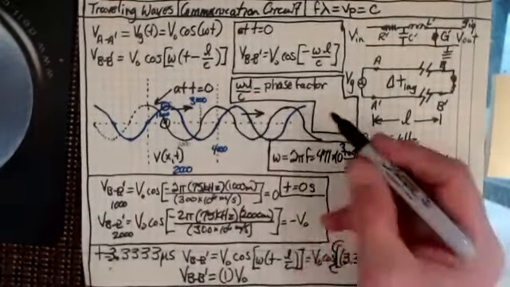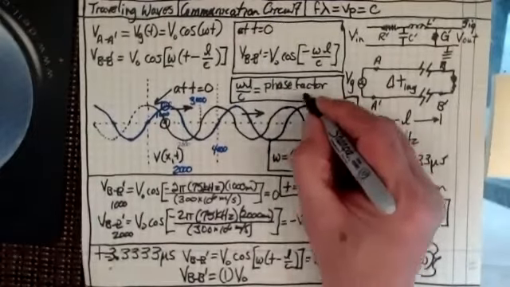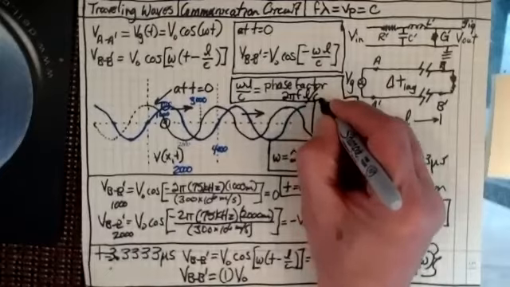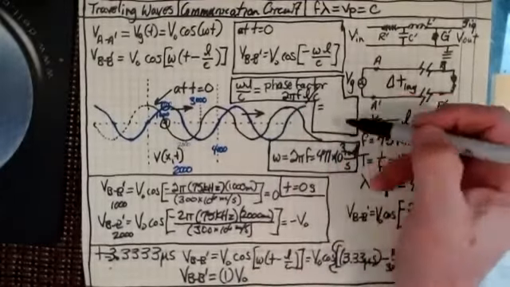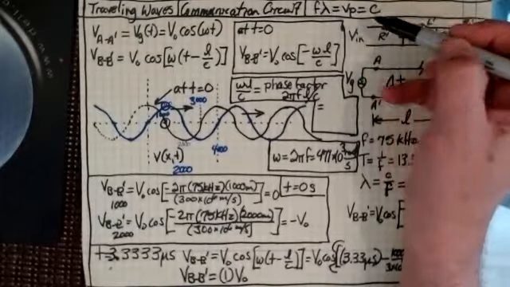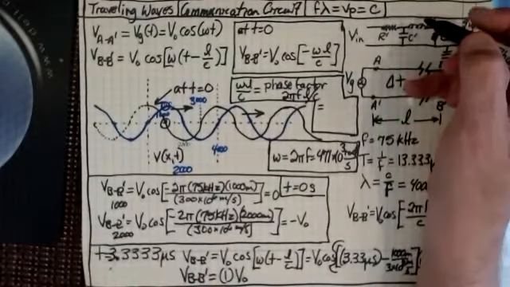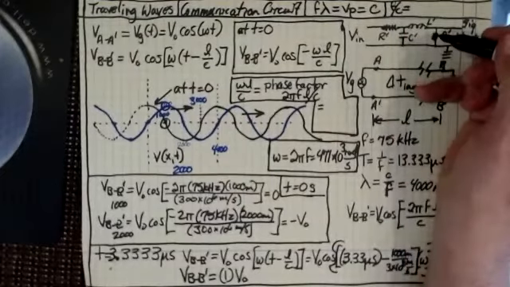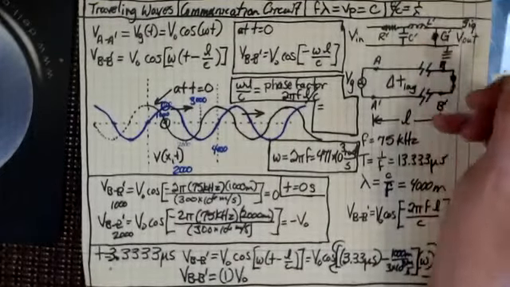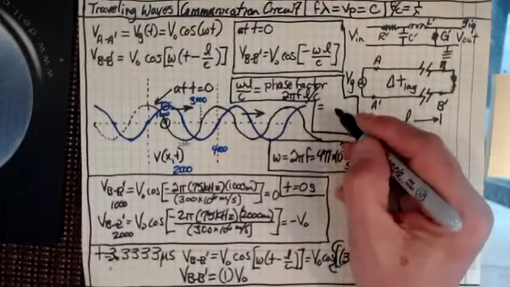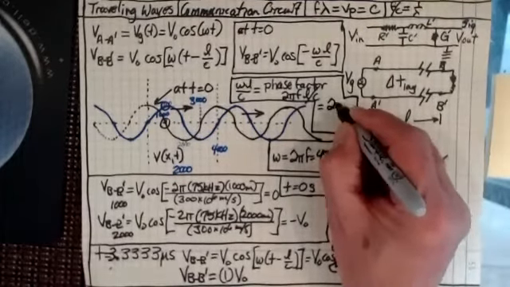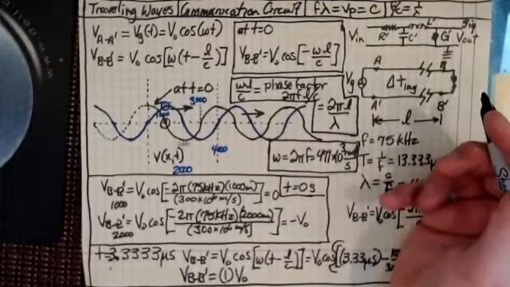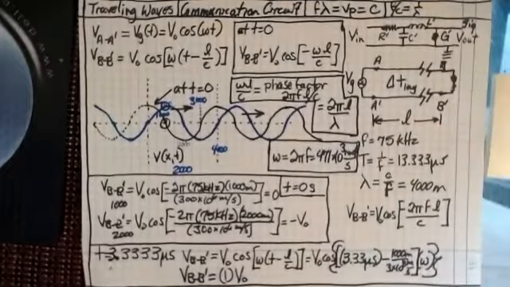Now, we can look at that phase factor. If you look at that, that's really 2 pi f L over C, isn't it? Well, isn't f times lambda equal to c? So then I could say that f over c has got to be equal to 1 over lambda. Can everybody see that? So this is really 2 pi L over lambda.